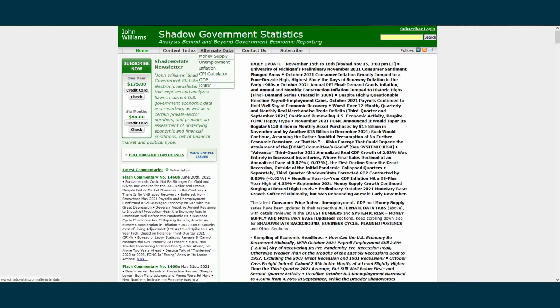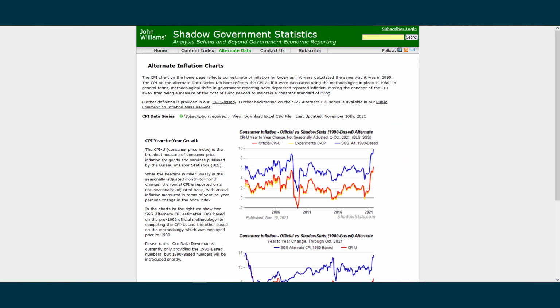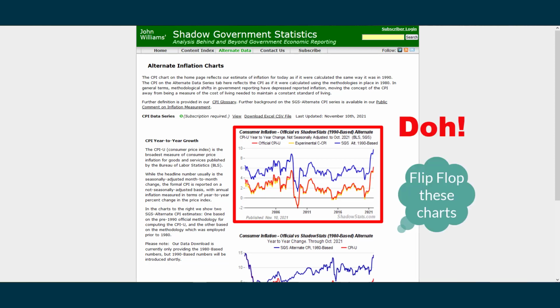Just to give you an example, if I go up here to the top where it says alternate data, and I come down to inflation, last week we had the CPI come out, and it gave a very high inflation rate. Well, if you look at this chart, the official CPI is the orange line right there, and then he's using an experimental version, and they're pretty much the same with each other. But this is the part that's interesting. If you go back to the CPI and calculate it the way it was calculated in 1980, instead of inflation being over 6%, we would be up close to 10%. Nothing has changed other than the way this report is calculated.